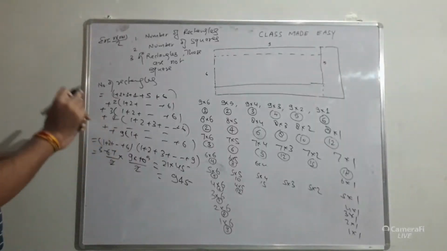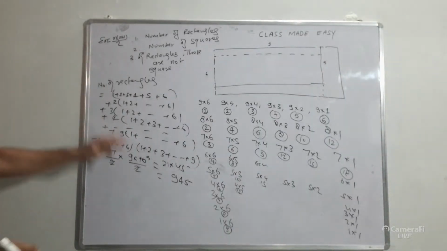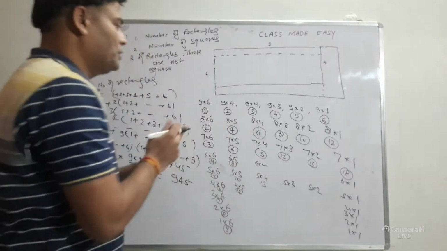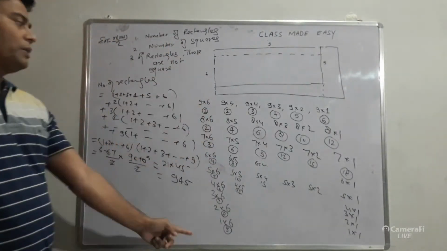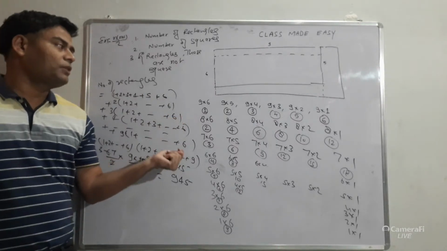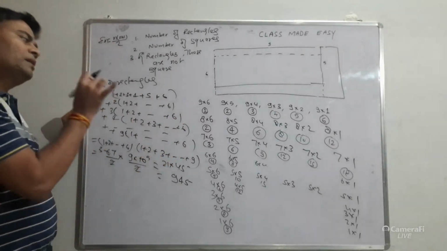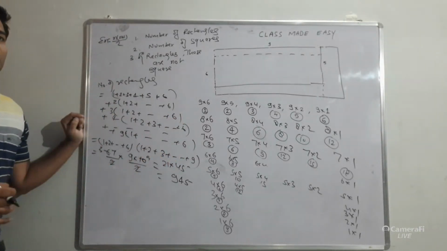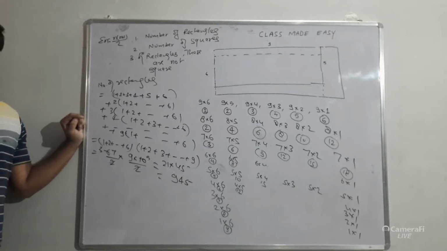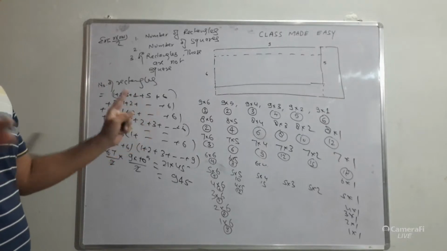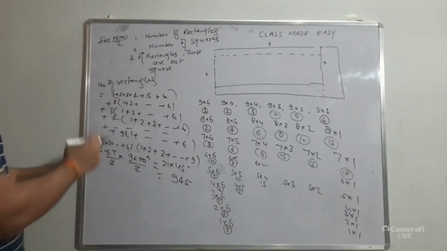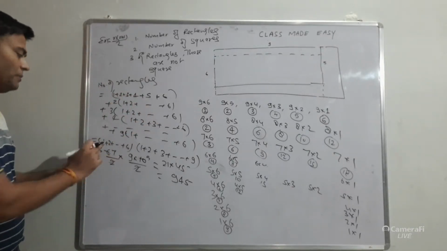So here one trend is developed by this. First you have to find the number of rectangles by this way only. Okay, and if you have any doubt in that, in the comment section you can comment on that. I will explain it. Okay students, so these are 945, these are 945. So one skill is developed in that.